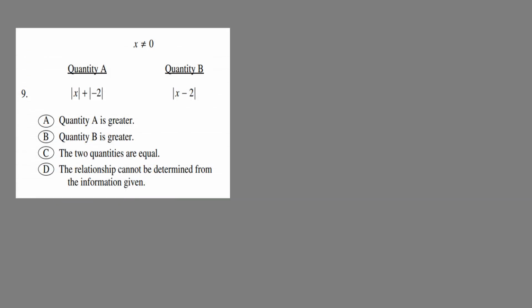Here again we have two quantities. Quantity A is absolute value of x plus absolute value of -2. Quantity B is absolute value of x minus 2, and x is not equal to 0. If I take the first result, absolute value of -2 is positive 2 only, so the first one is absolute value of x plus 2, which will be x plus 2.